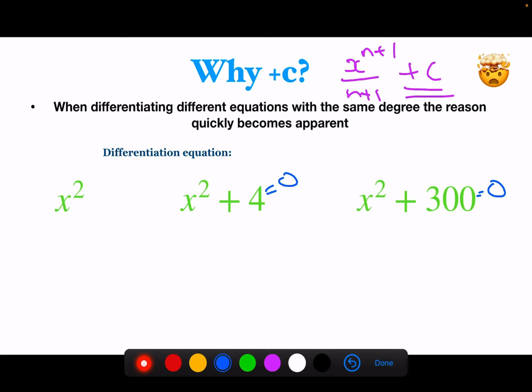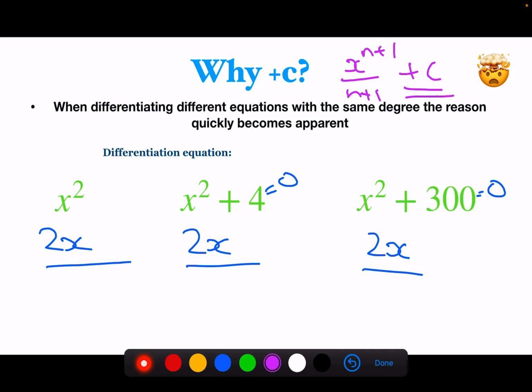If we differentiate x squared, it'll equal 2x. x squared plus 4 is 2x plus 0, which is just 2x. And x squared plus 300 is 2x plus 0. These all end up equaling the same thing, even though they're all different functions.